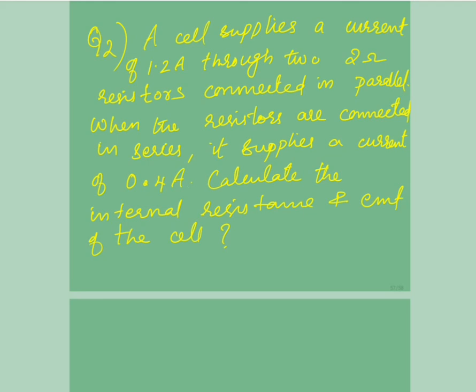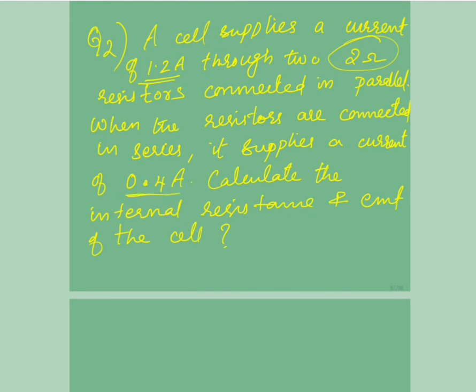So here also the circuit diagram is not given. We have to draw it. So here two 2 ohm resistors are there. Two situations are there. One is where two 2 ohm resistors are connected in parallel, and the other one is when they are connected in series. So when they are connected in parallel, the cell is supplying 1.2 ampere of current, and when they are connected in series, cell is supplying a current of 0.4 ampere.